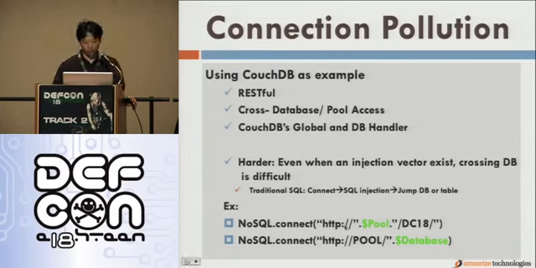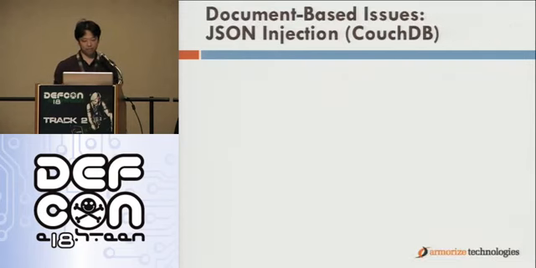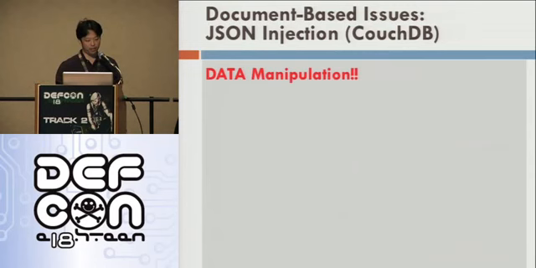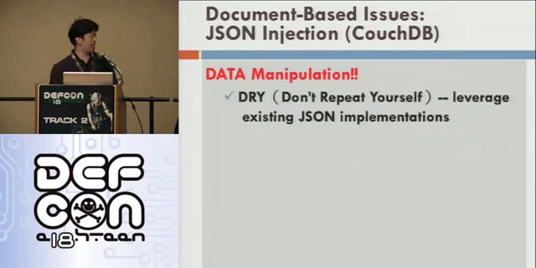So what you need to do is find ways to inject variables, to inject something into the connect string for you to do that. So basically, once the connector is established, you're limited to that context in most NoSQL implementations. So, document-based issues, JSON injection, as an example, also using CouchDB. And this is about data manipulation.